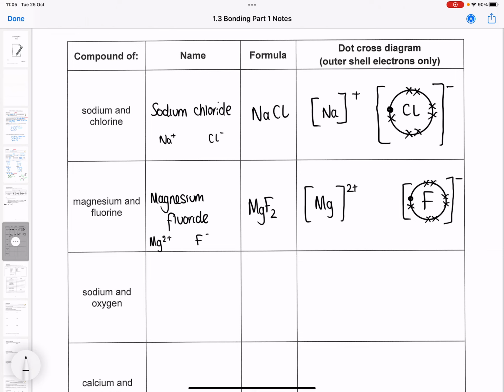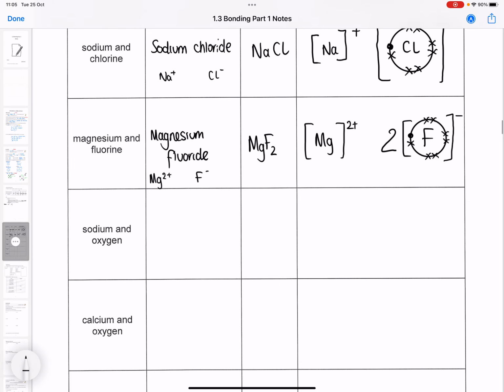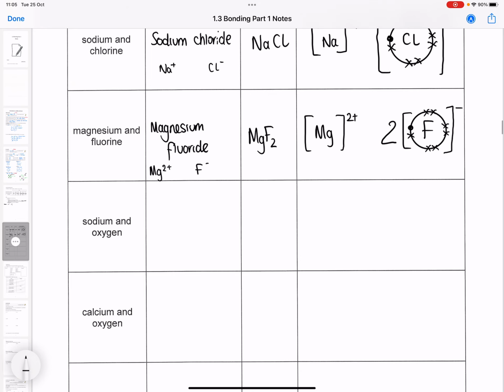Now the little 2, it was down 2 in the formula. So in a formula, the numbers hit the floor. But because here we're not showing a formula, we're showing what it's composed of. It's a bit like an ionic equation. We need 1 Mg2+ and 2 fluoride ions. So we put the 2 in front. We've got 2 fluoride ions. When we're making the formula, the numbers hit the floor. And so it's MgF2 with the number down.